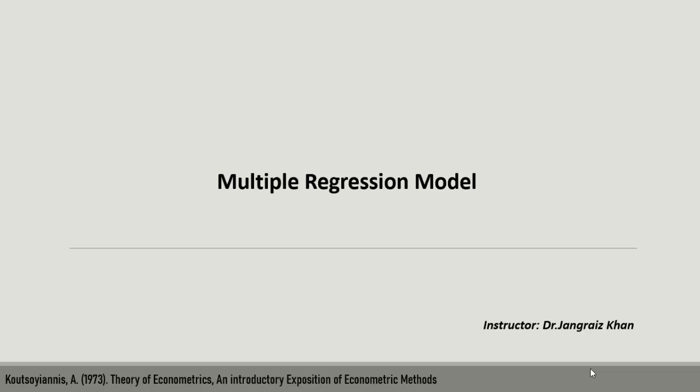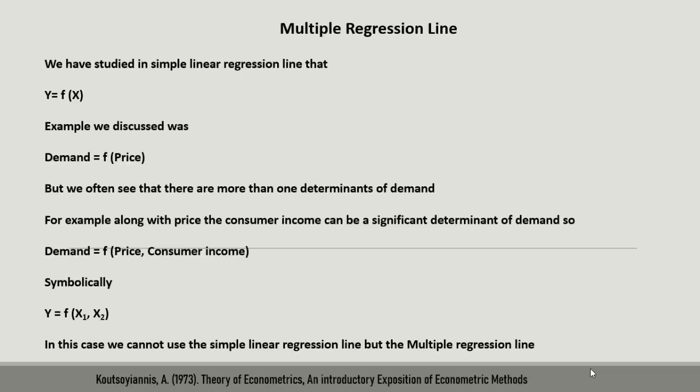In this lecture, we will discuss the multiple regression model. We discussed before this lecture the simple linear regression model. We conducted tests of significance, and we also discussed in detail the coefficient of determination, R square, as goodness of fit, and we also discussed some of the numerical questions related to the simple linear regression model. Just like the simple linear regression model, the material used in this lecture has also been taken from Koutsoyiannis's book Theory of Econometrics: An Introductory Exposition of Econometric Methods.